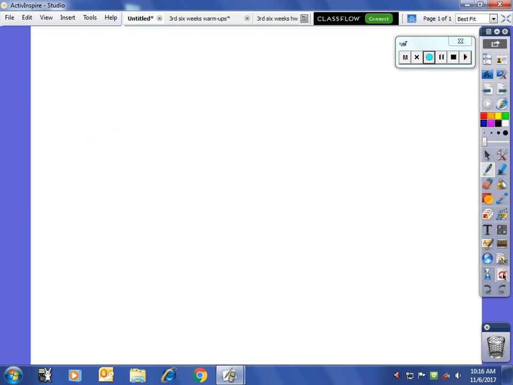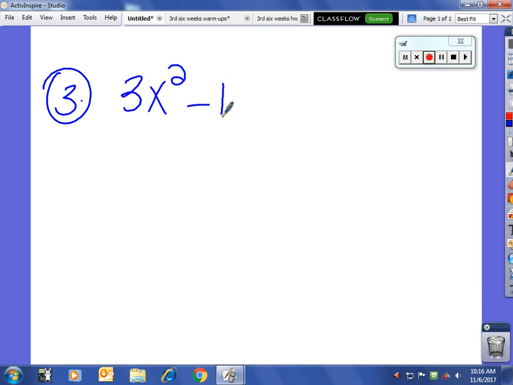All right, now I'm going to stick to the book so I don't get weird answers here. Number 3. Try this one. The ones where the signs are different tend to be the trickiest ones. 3x squared minus 13x minus 30.